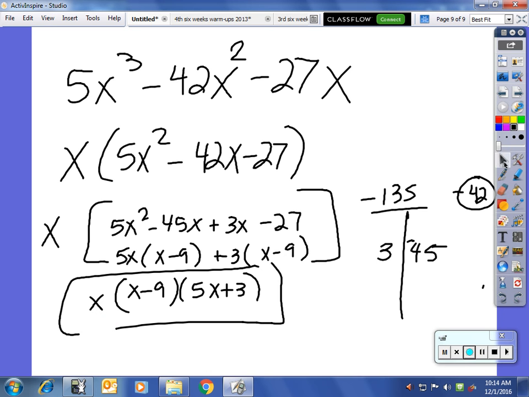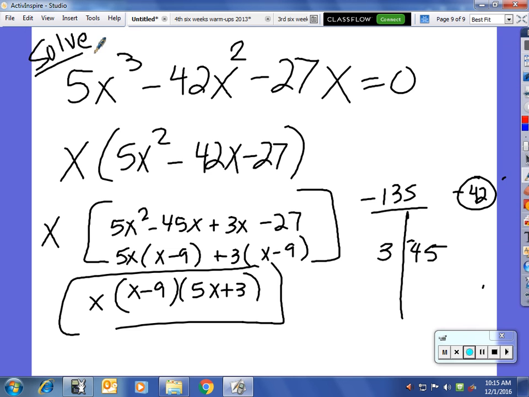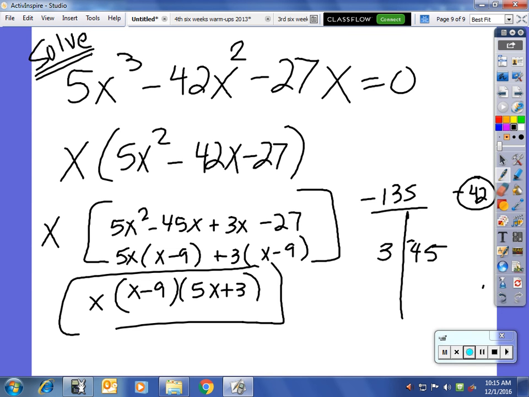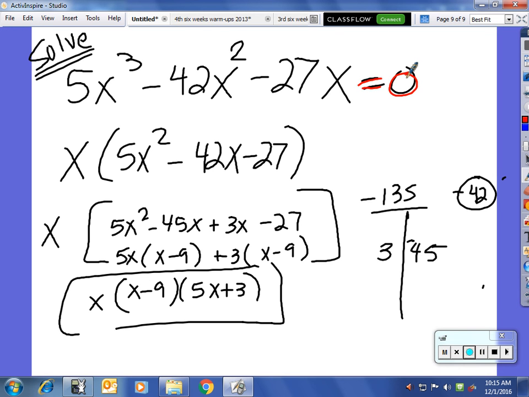But let's pretend. Let's go back up here. What if this had been equal to 0, and the directions were to solve? So let's change the situation. Now my directions are to solve it. It has an equal sign, and I'm supposed to solve it. I would still do this whole process, but would these be my answers? No. I'd have to go one step further.